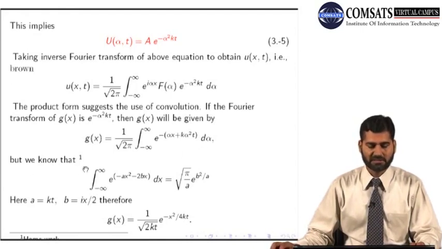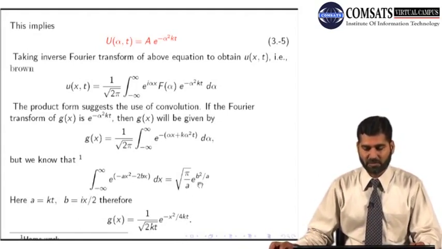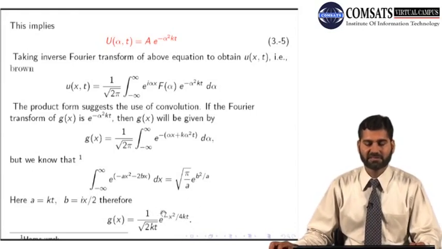But we know that the integral from minus infinity to infinity of e to the minus alpha square minus 2bx dx is this one. Alright, here a is equal to kt, b is equal to iota x by 2, therefore g(x) is given by this. In this formula, I replaced a by kt and b by iota x by 2. So if you replace, you will get this answer. This is your g of x.